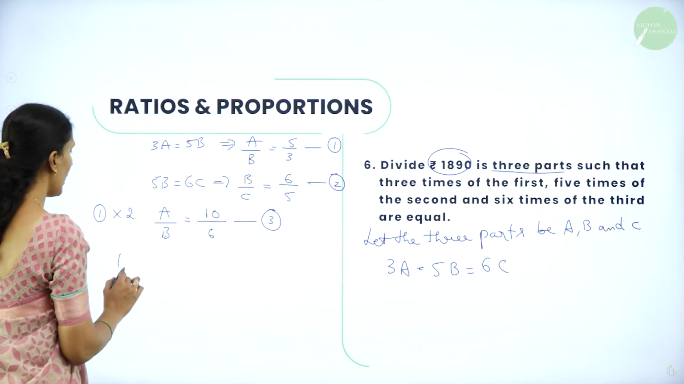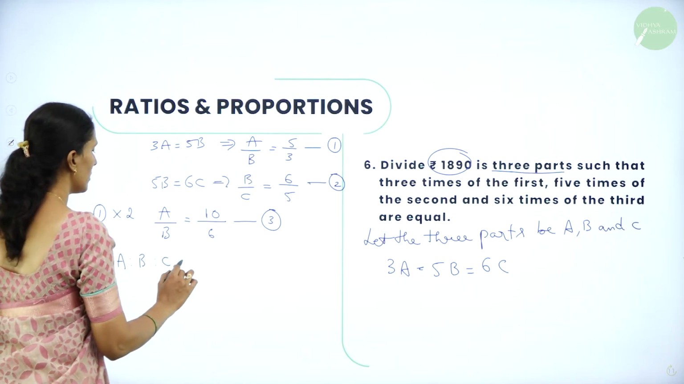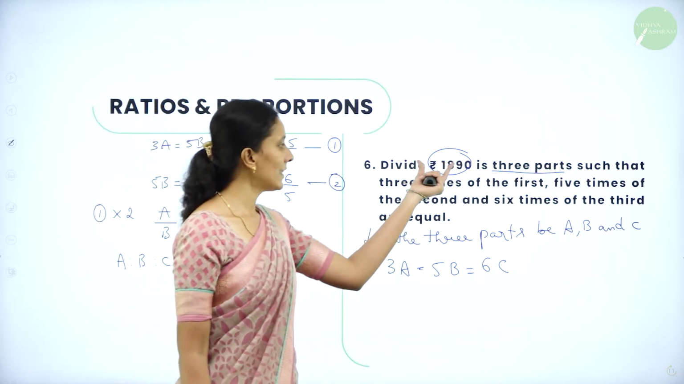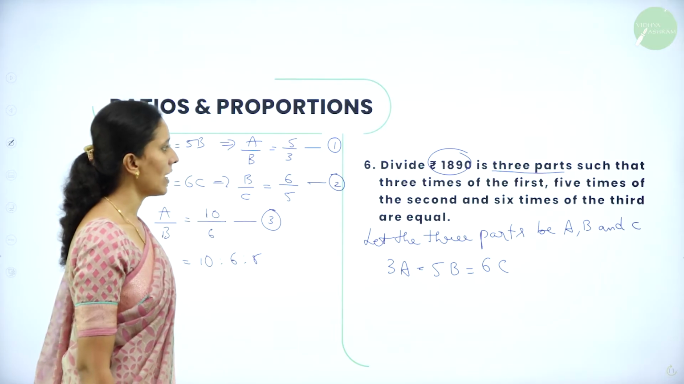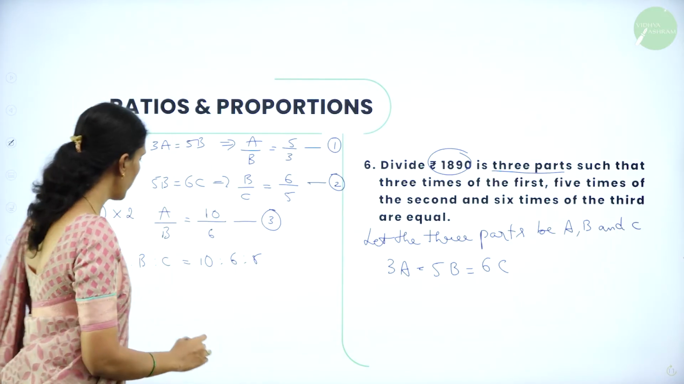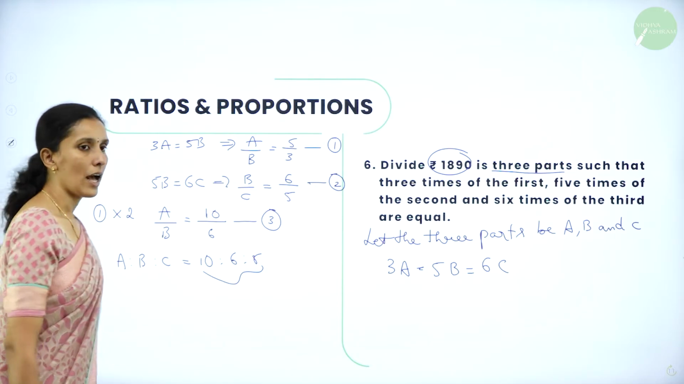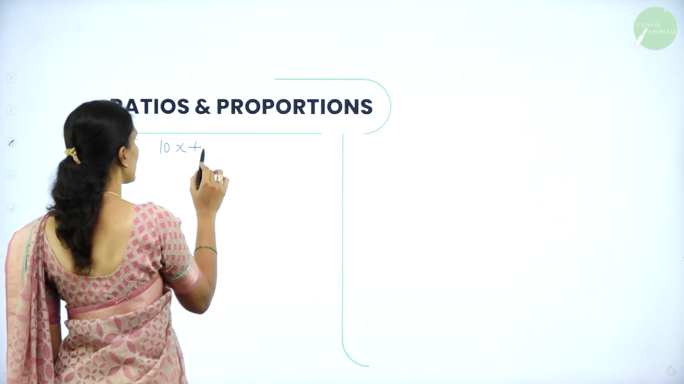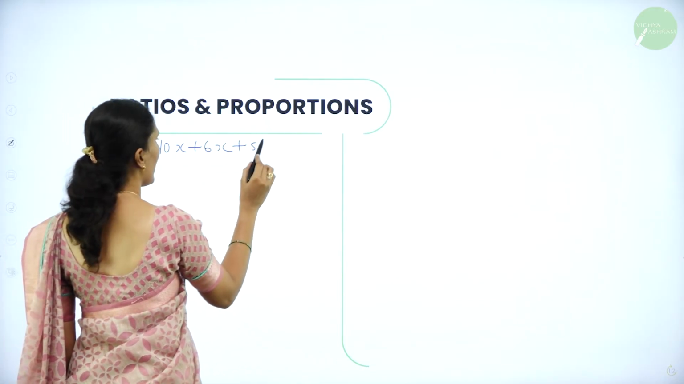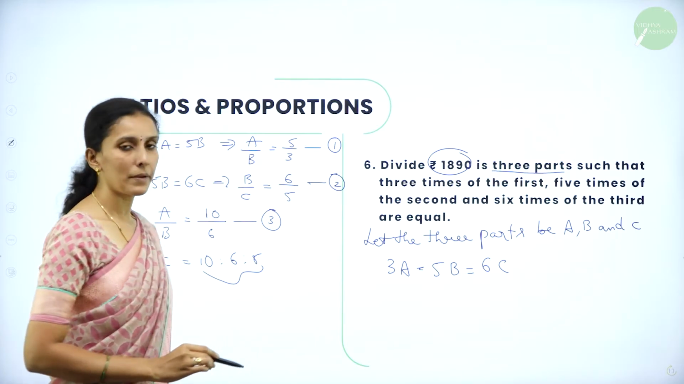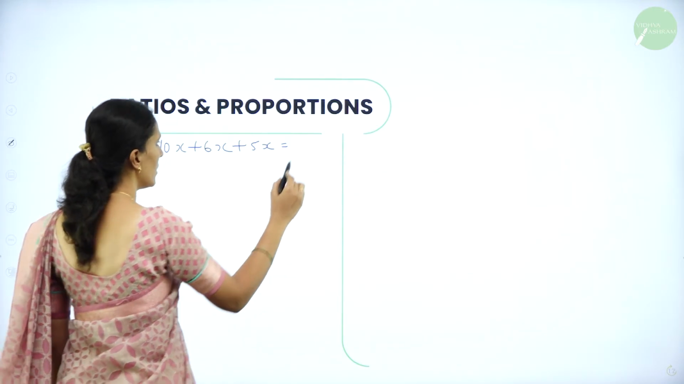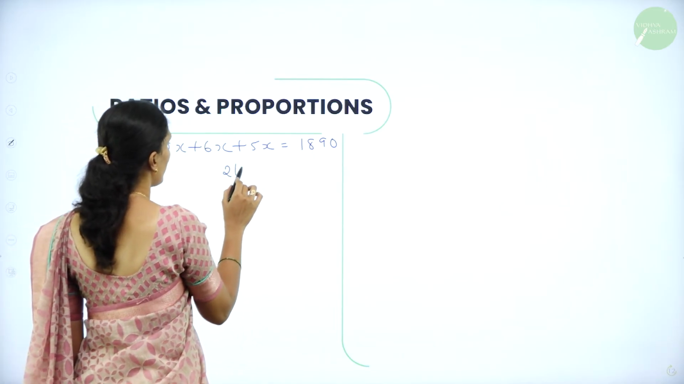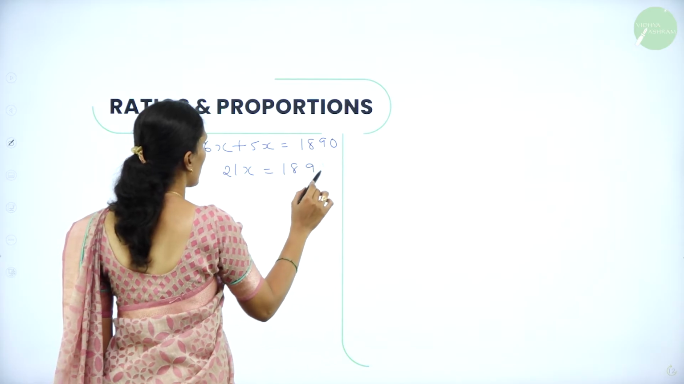So therefore, A is to B is to C is equal to 10 is to 6 is to 5. Now I take this as a sum, that is 1890 as a sum. So what I have to do is, I have to distribute this among these three. So therefore, I'll take this as 10x plus 6x plus 5x. What is the sum given? 1890. So when you add this, you will get it as 21x is equal to 1890.